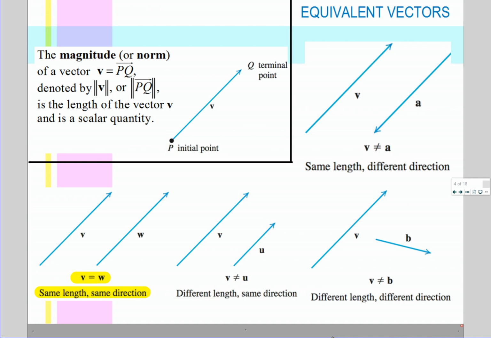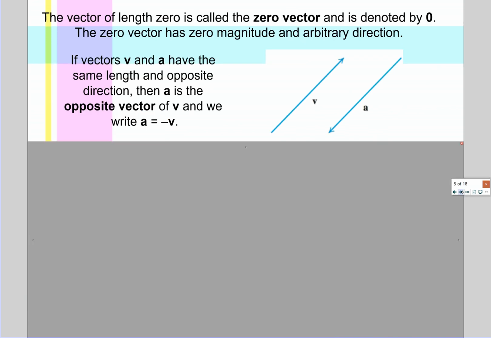So you might see a Math Excel question that asks about equivalent vectors, equal vectors. That's what you're looking for: same length, same direction. Okay. All right. We do have one special vector.